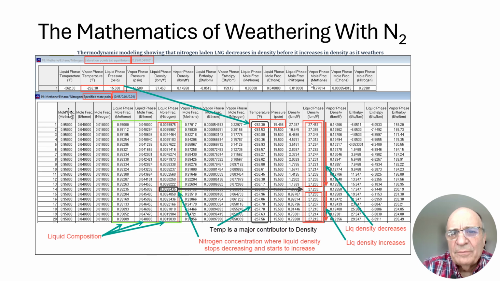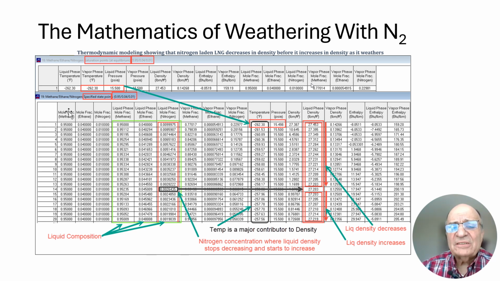Here we're looking at the mathematics of weathering with nitrogen. So this is with nitrogen in the LNG, and we started off with a composition of 95% methane, 4% ethane, 1% nitrogen. And that 1% nitrogen starts right here where it says 0.0099975, essentially 1% nitrogen. And as you weather, this nitrogen content goes down and down and down because that nitrogen is boiling off rapidly. In fact, initially in your boil off, you have almost 23% nitrogen in your boil off.